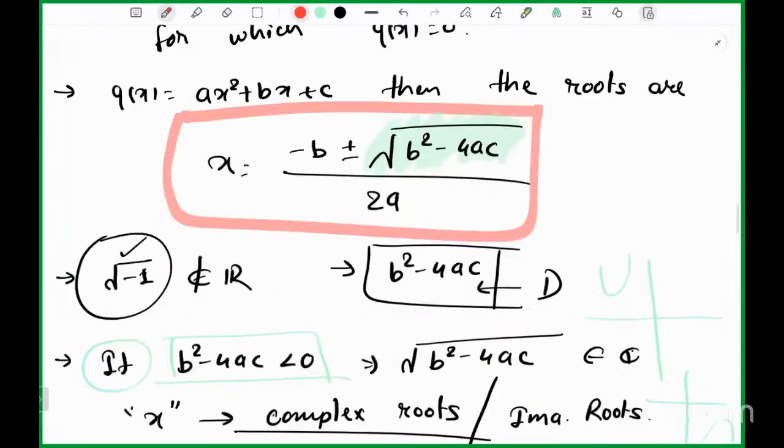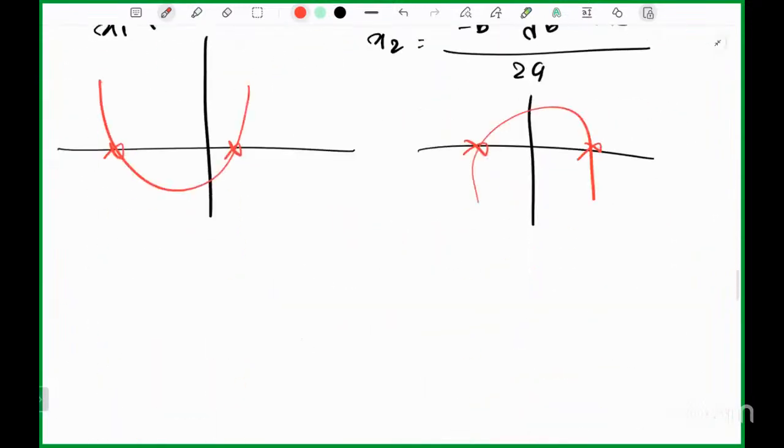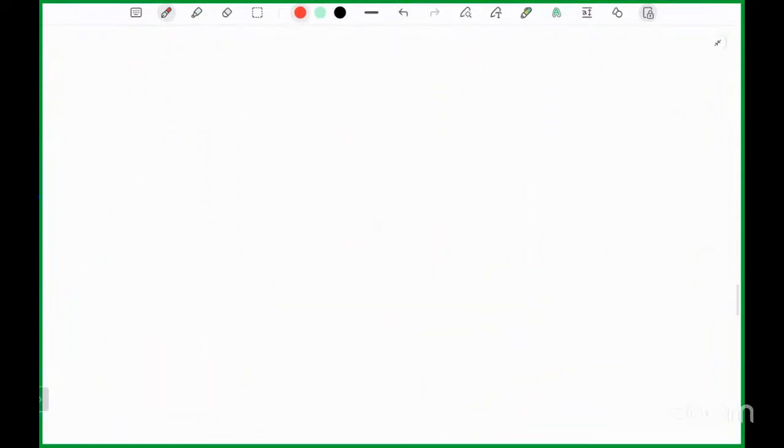Now, there are several methods to find the roots of a parabola. One is completing the square, another is the prime factorization method. I hope all those methods are familiar to you, but let's recall. One is known as the prime factorization method. In that method, what will you do? Suppose you have q of x equals ax square plus bx plus c.